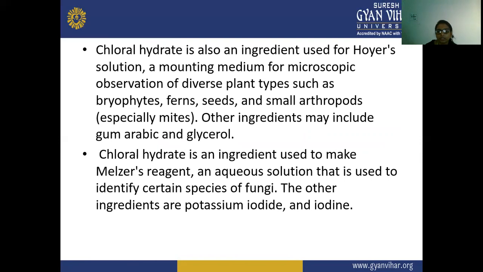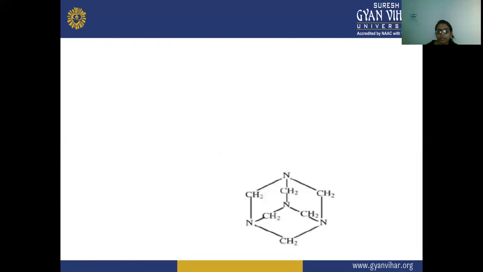These include gum arabic and glycerol. Chloral hydrate is also used as an ingredient for Melzer's reagent, an aqueous solution that is used to identify certain species of fungi. The main ingredients are potassium iodide and iodine.